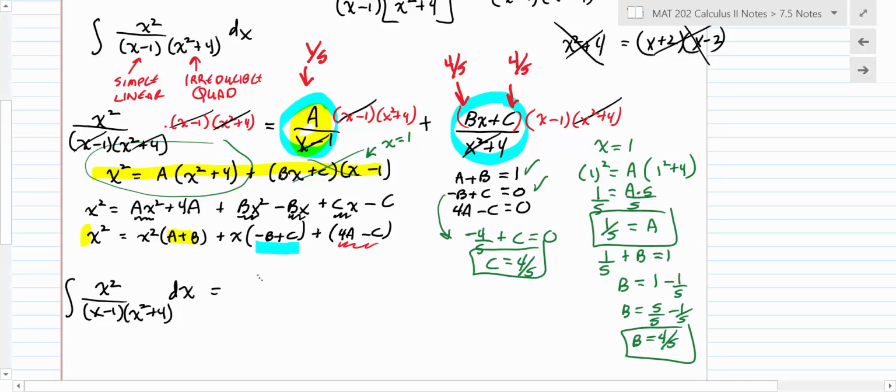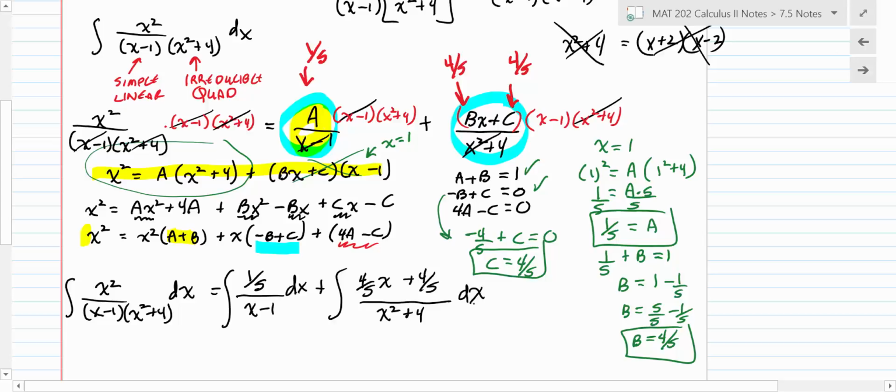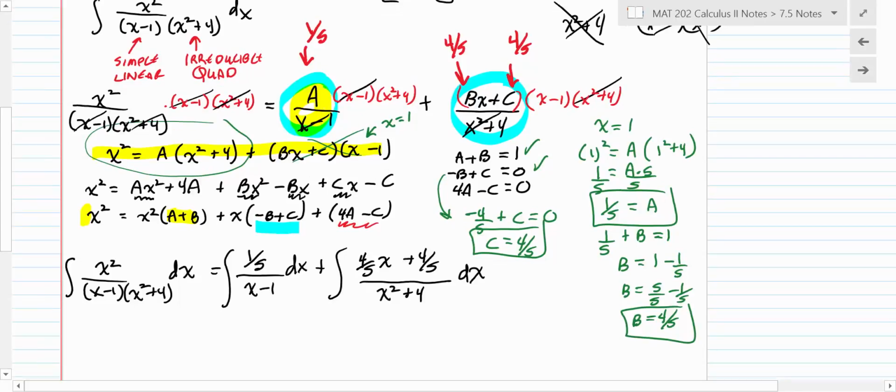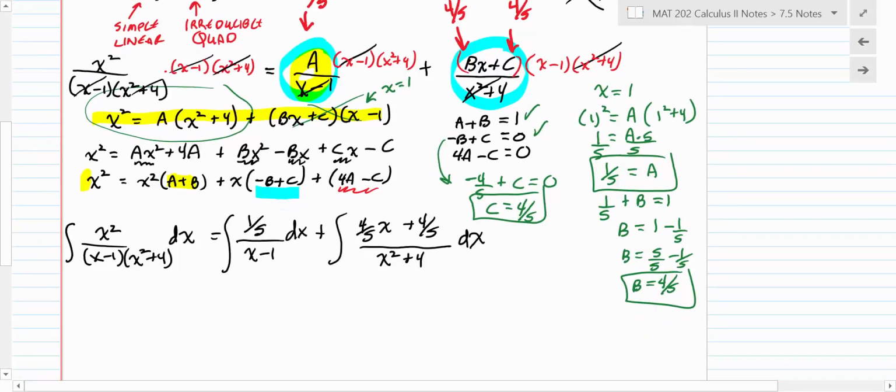So it looks like we're going to have 1/5 like this. A is 1/5. So that's going to be the integral of 1/5 over x minus 1 dx. Okay, then the second integral looks like it's going to be the integral of (4/5 x plus 4/5) all over x squared plus 4 dx like that. So then that's going to end up being the integral that we're going to work out. Okay. Any questions so far?